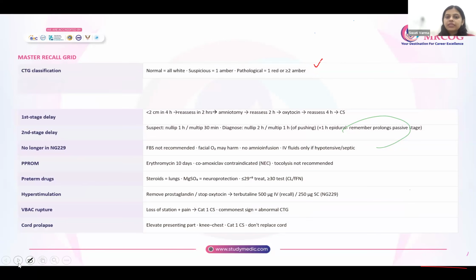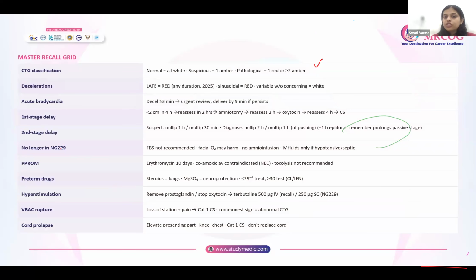So some high yield traps. CTG classification, we should all be well aware. If normal, all white, then it will be normal CTG. One amber will be suspicious. One red or two or more amber will be pathological.